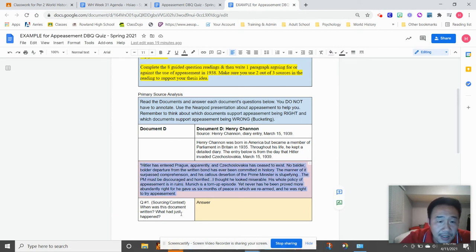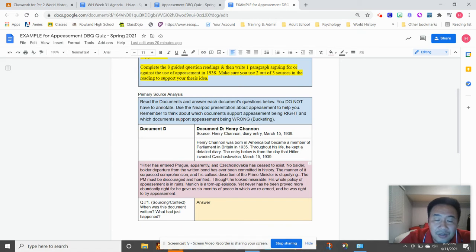Okay. So here is what Channon says. Hitler has entered Prague, apparently, and Czechoslovakia has ceased to exist. No bolder departure from written bond has ever been committed in history. The manner of it suppresses comprehension, and his callous desertion of the Prime Minister is stupefying. The PM, or the Prime Minister, must be discouraged and horrified.